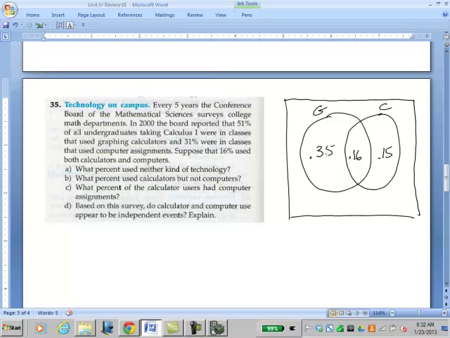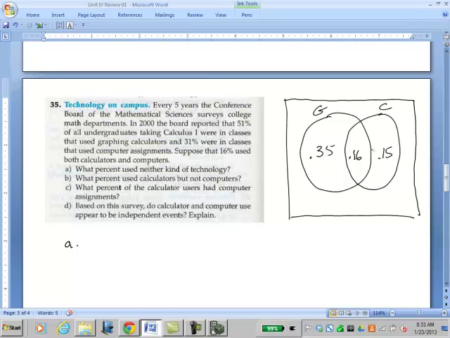So over here is the people that are taking graphing calculators but not computers. Here's computers but not graphing calculators. There's people doing both, et cetera. Okay. What percent used neither? Okay, so A. Neither is all the space outside the two circles. Now, you got three numbers here that comprise the total area of the two circles.